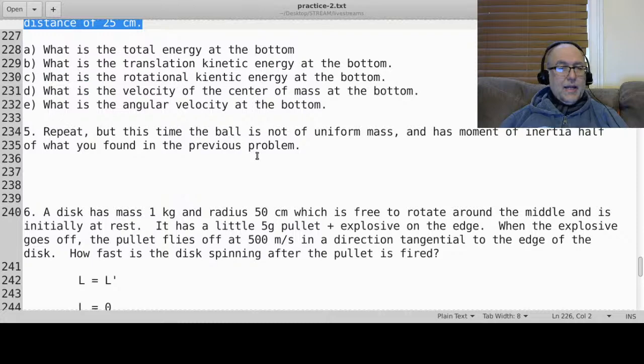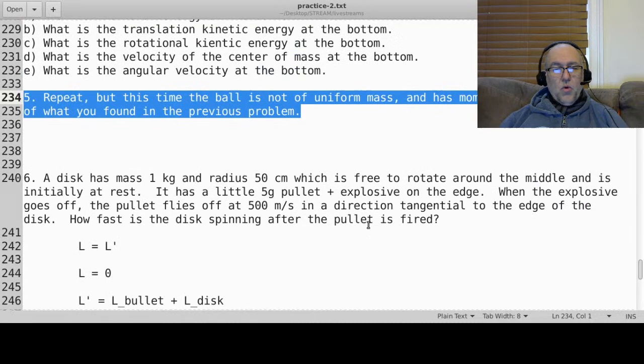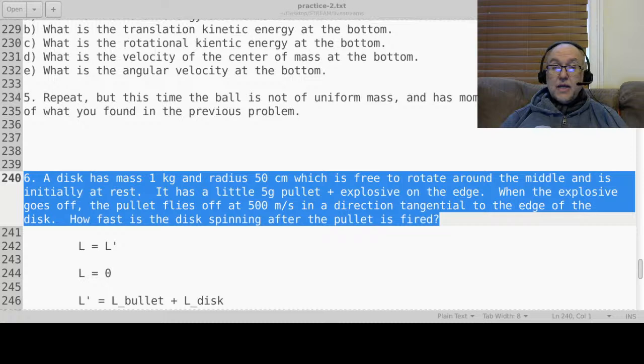Okay. And then I also had a repeat, but that's okay. Let's do this last one, because this last one is a little bit more conceptually demanding. It's a conservation of angular momentum problem, and then I think we're done. A disk has mass of 1 kilogram and radius 50 centimeters, and it's free to rotate around the middle. So you can imagine a disk with an axis there, and this thing can rotate around the middle, and it's initially at rest.